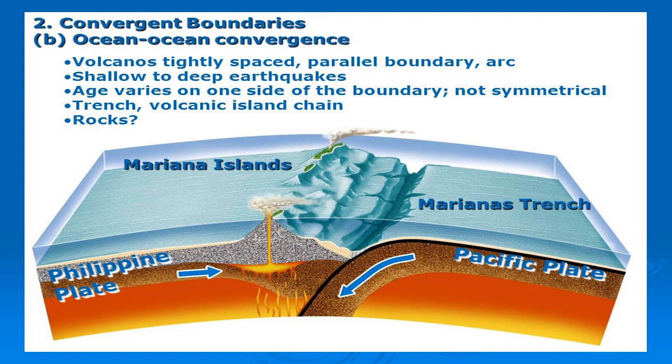The Mariana Trench is an example of a geologic feature resulting from the collision of two oceanic crusts. The Philippine Plate and Pacific Plate are both oceanic crusts. So when they collided, the Pacific Plate, being the older oceanic plate, subducts underneath the Philippine Plate and forms the underwater Mariana Islands.